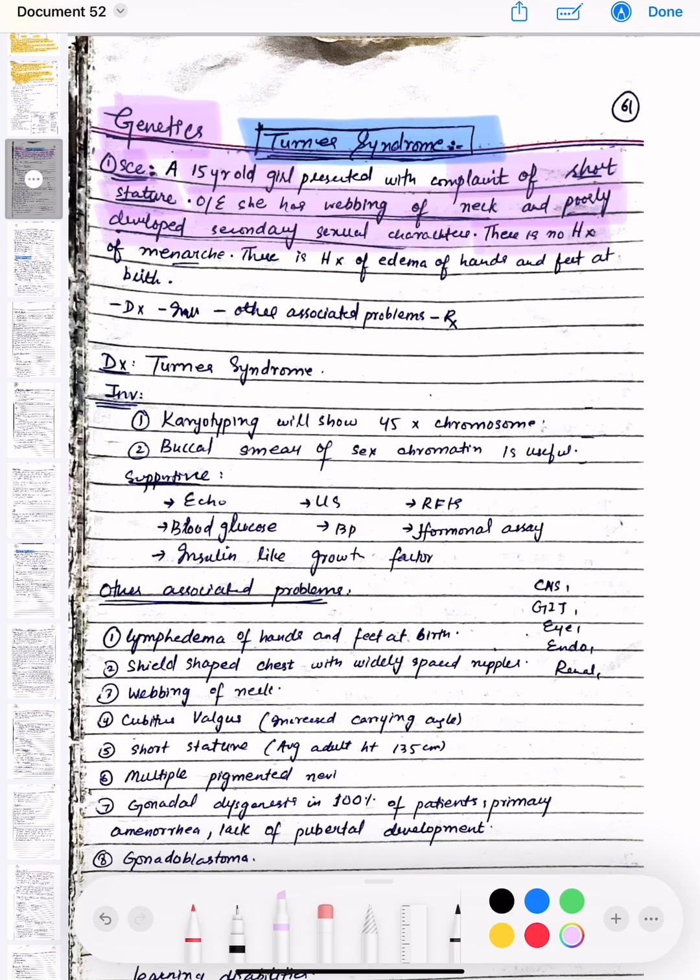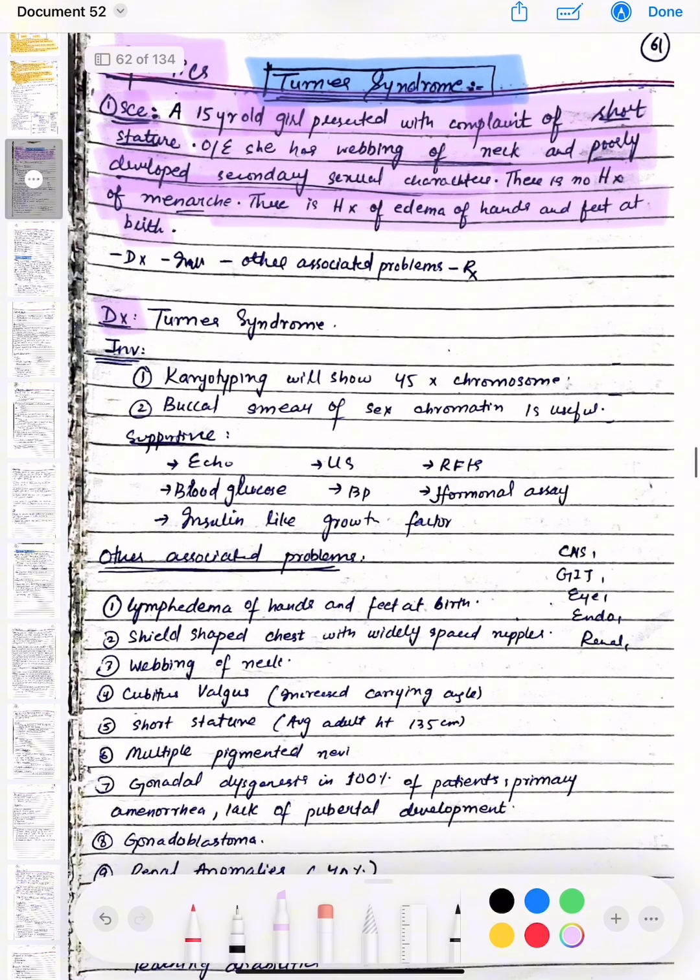There is no history of menarche. There is a history of edema of hands and feet at birth. So, what is the diagnosis, the investigations, the other associated problems and the treatment? The diagnosis is Turner syndrome. Short stature is present, and webbing of the neck and poorly developed secondary sexual characters are present, and there is no history of menarche. So this is Turner syndrome.